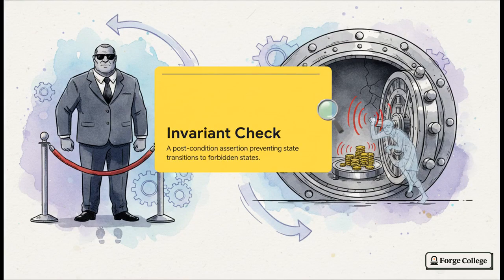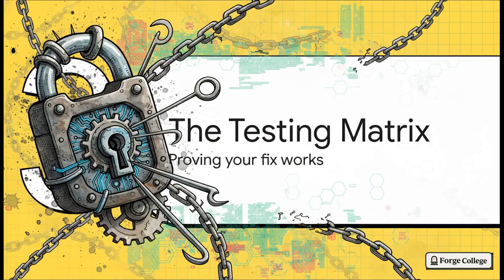Then we have the invariant check. Now, if the explicit guard is the bouncer at the front door, the invariant check is the vault's internal wait alarm on the floor. It's a post-condition assertion. Basically, it prevents state transitions from ending in forbidden states. So if the total balance of the vault suddenly drops below what it should mathematically be, the alarm trips and the system reverts the entire transaction. You didn't just stop the thief. You literally rewound time so the theft never even happened. Pretty cool, right? All right, Section 3.